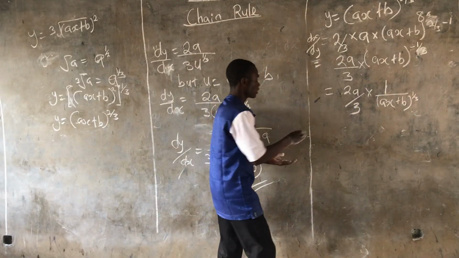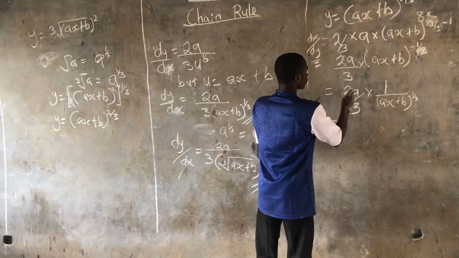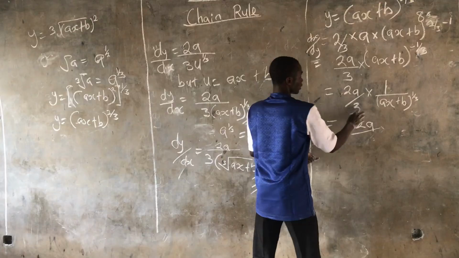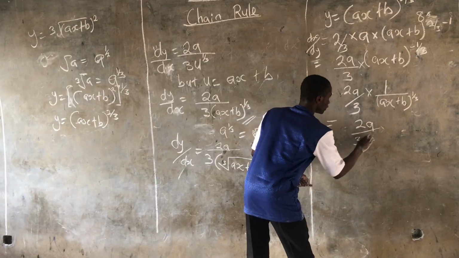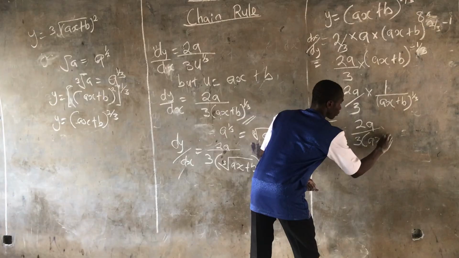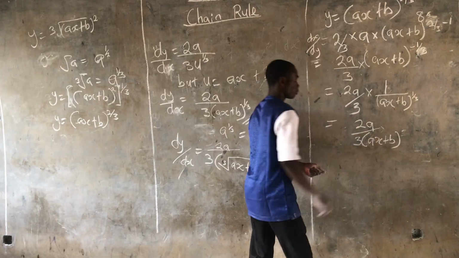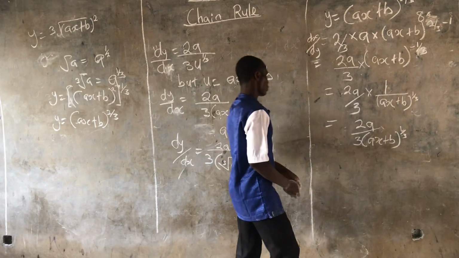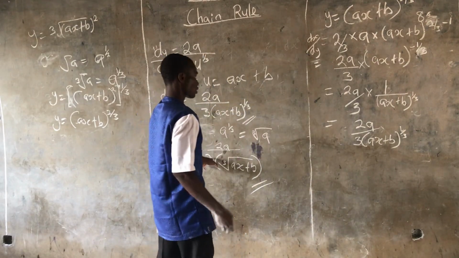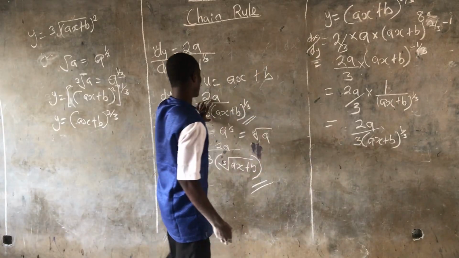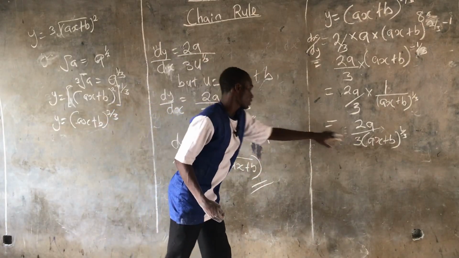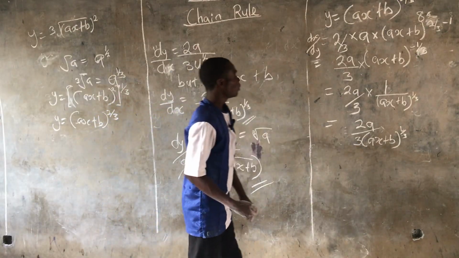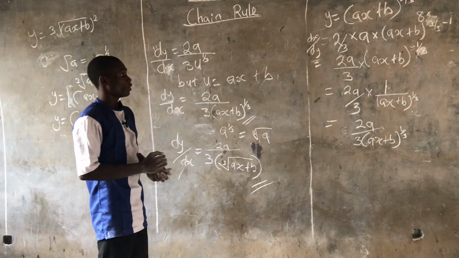So now this is equal to 2a over 3 times bracket ax plus b raised to 1 over 3. Now you can see that we arrive at this particular stage, and this one is the same as this. So using the shortcut method will help you a lot.